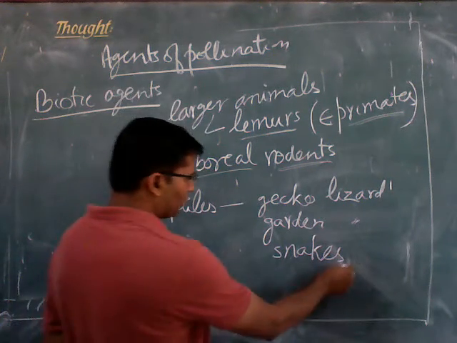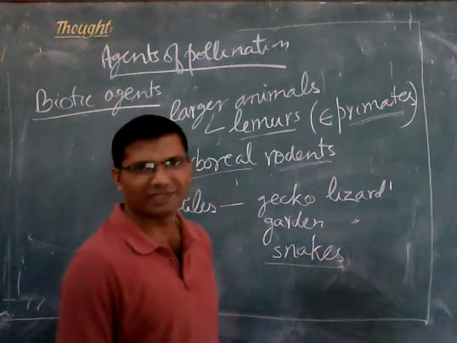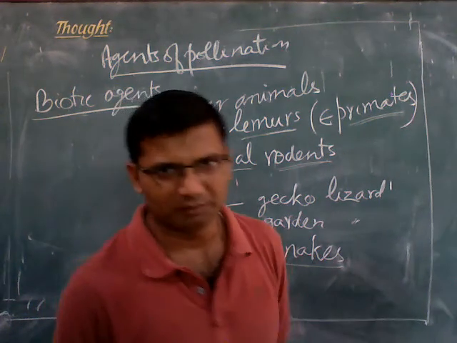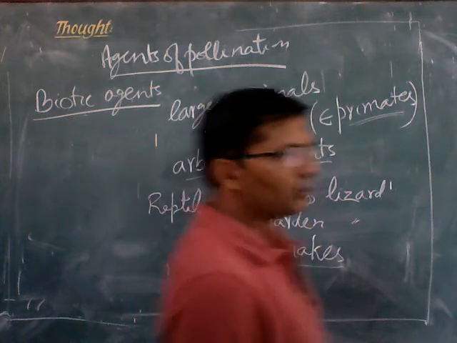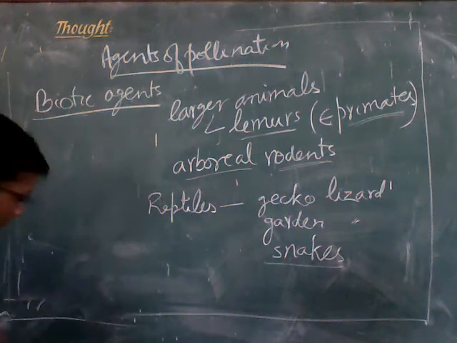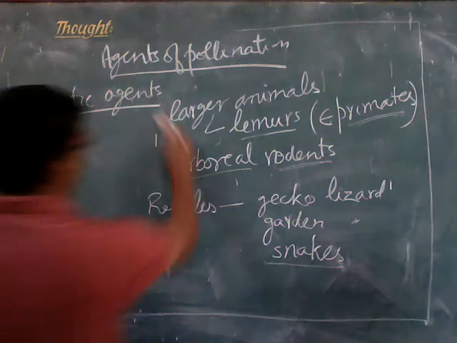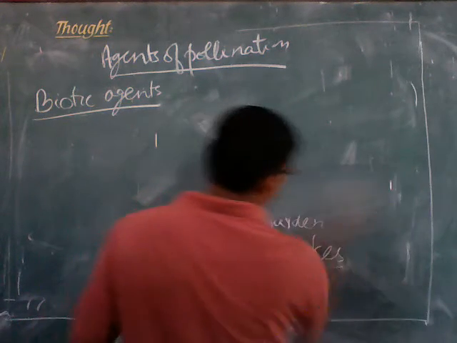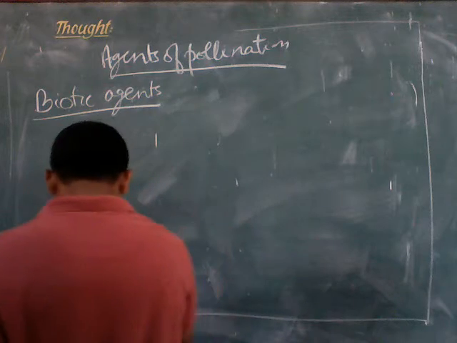So this is a sort of mirrored example for replication of the pollination. However, it conducts the pollination. So now we have seen several examples of the biotic of the animals which help in the pollination.